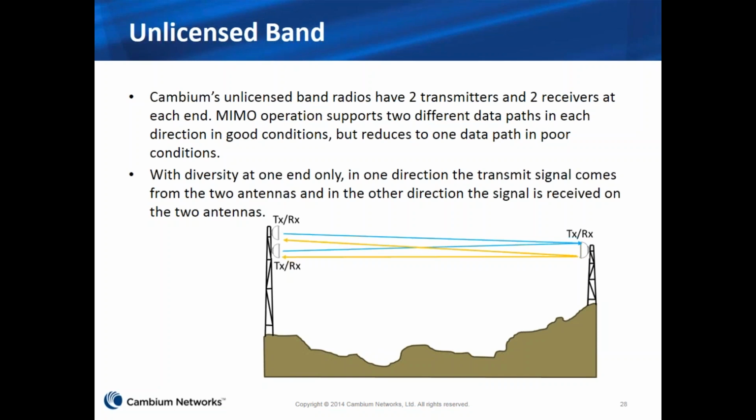This means that if we put spatial diversity at only one end of the link, we have diversity from the transmitted signal in one direction, and in the other direction the diversity is on the receive antennas. So in this case it's quite acceptable for us to only put diversity at one end of the link.